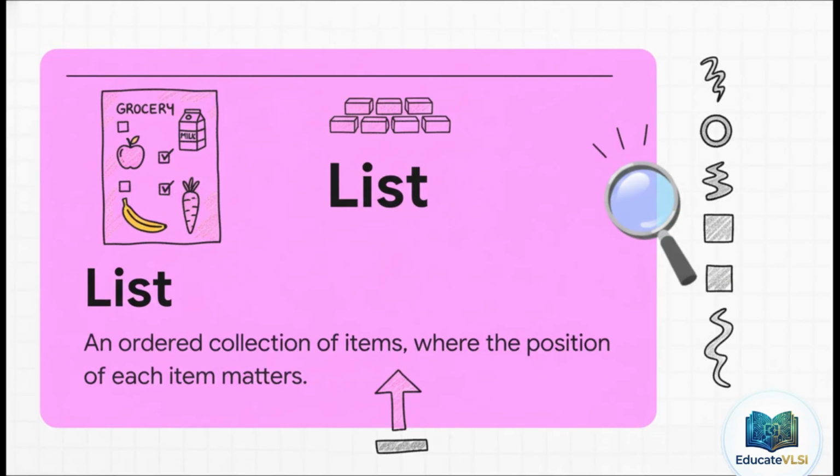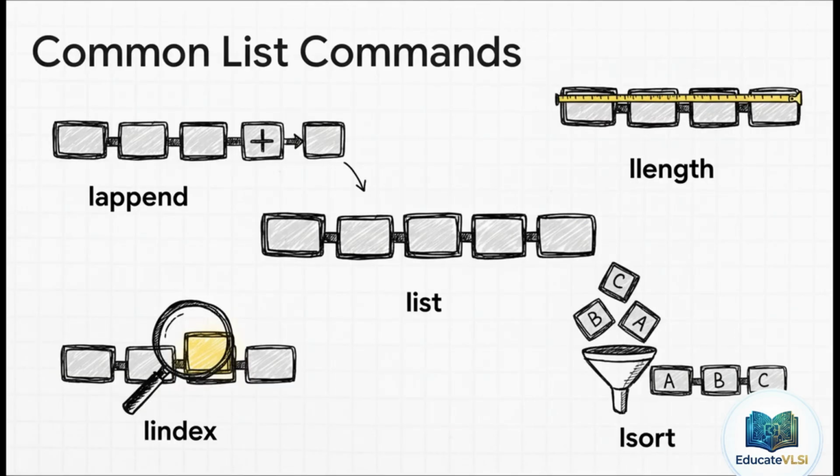The most basic type of collection is a list, and it's exactly what it sounds like, an ordered collection of things. The perfect analogy is a shopping list. The order you write things down in actually matters, right? That's a list. And of course, TCL gives you a whole set of tools to work with these lists. You can use lappend to add a new item to the end, llength to check how many items are in there, lindex to grab an item from a specific spot, and even lsort to sort the whole thing.